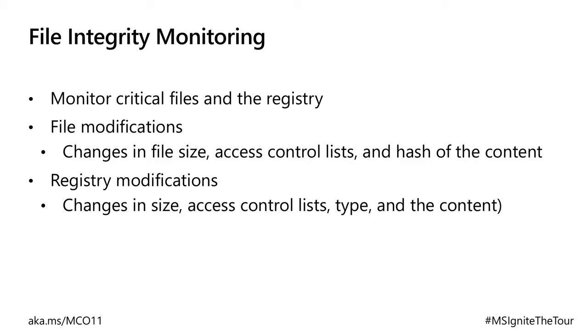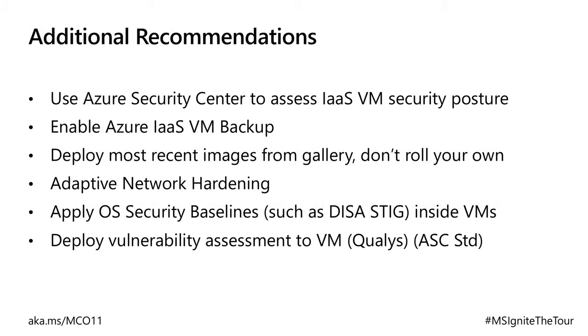So even if someone changes the permissions on a critical file, be it a Windows or a Linux file, it will notify you that that's occurred. Additional recommendations. Turn on Azure Security Center. When you fire up Azure Security Center, you can go into the compute node, and it'll give you a list of recommendations. Now, if you've done everything that I've gone through here, you're going to be super awesome, or super excited, as Thomas always is.